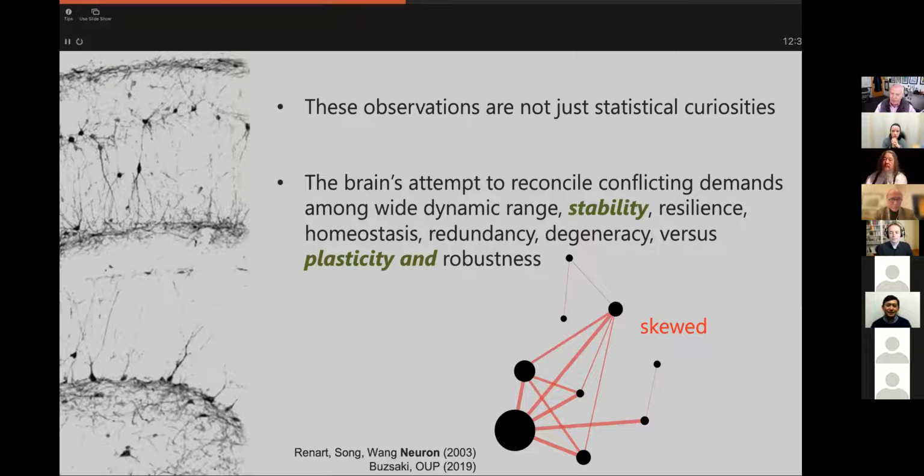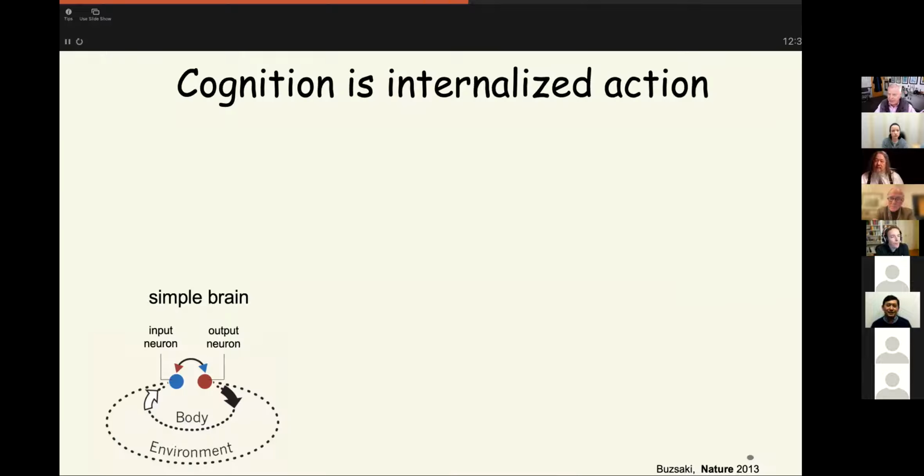And I think what they serve is exactly what the brain has to solve, which is a fight. It's a continuous struggle, a war, between wide dynamic range, stability, resilience, homeostasis, redundancy, degeneracy, and this is one end. The other end, if you want, will be plasticity and robustness. So if these are fundamental rules of the brain, then we know that there are small brains and large brains, and how do they react in their niche where they live?